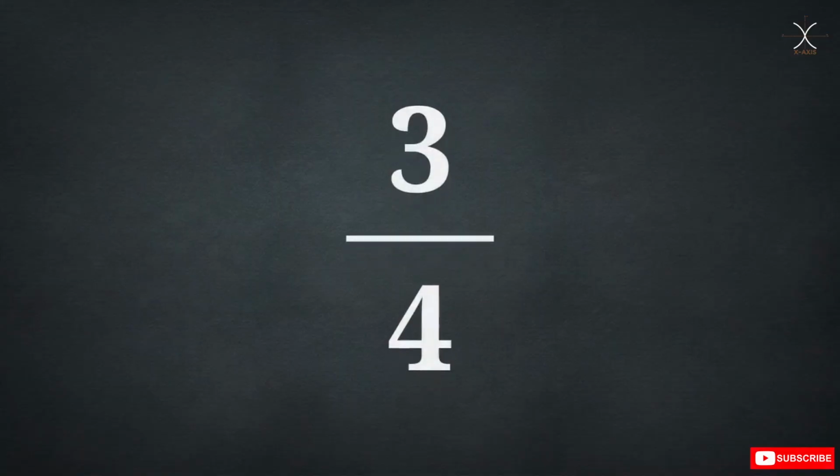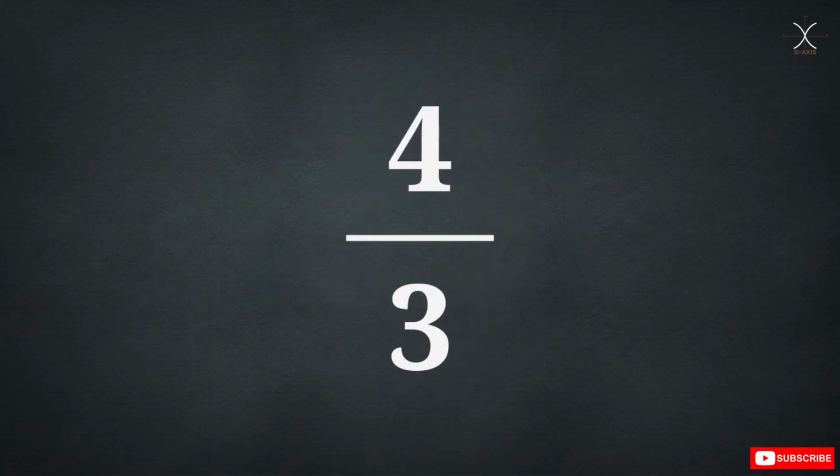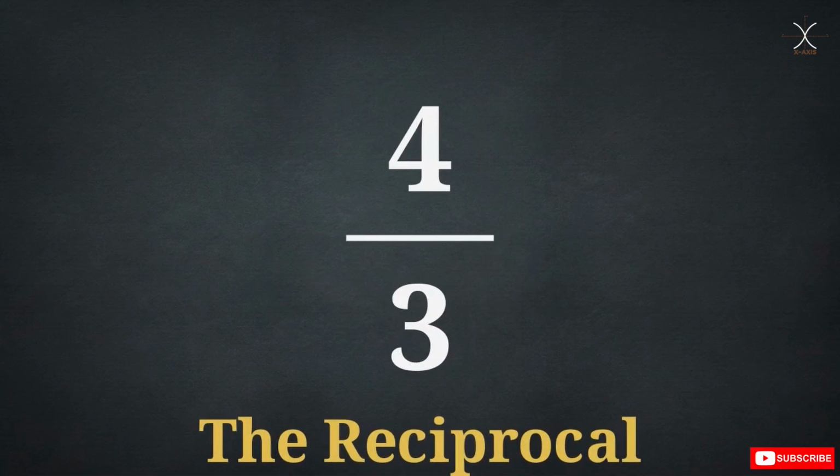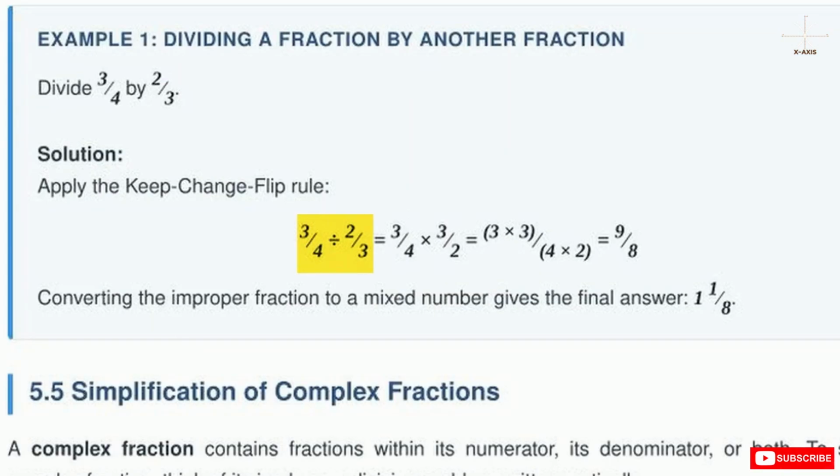Division is handled by using the reciprocal. Dividing by a fraction is the same operation as multiplying by its inverse. You simply swap the positions of the numerator and denominator. This leads to Rule 2. Keep, change, flip. Keep the first fraction as it is, change the division sign to multiplication, and flip the second fraction upside down.